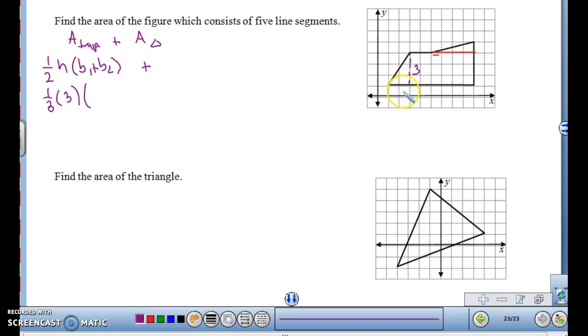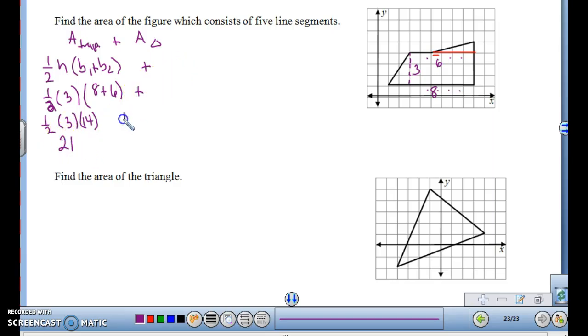This base is 1, 2, 3, 4, 5, 6, 7, 8. And this one is 1, 2, 3, 4, 5, 6. Okay, so it's 8 plus 6. So the area of this is going to be 1/2 times 3 times 14, which is 21.